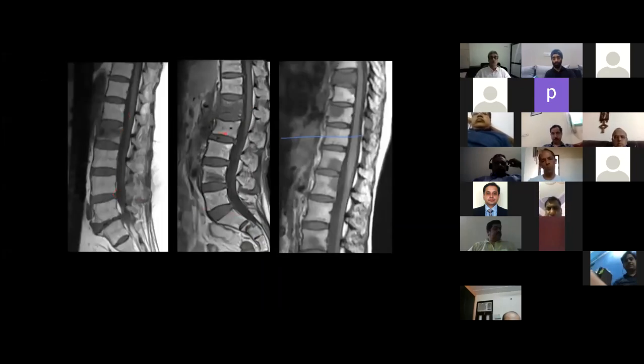Now all three are T1 weighted images. CSF is black in all three. Marrow is white, fat is white. We can see mild compression fracture in all three images.